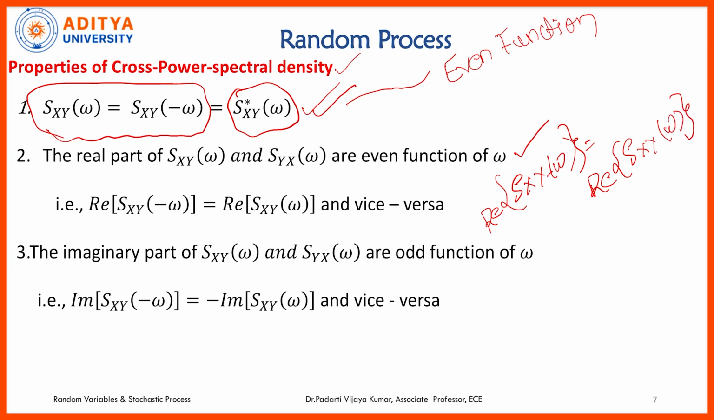This is true only for the real part of cross power spectral density, and the imaginary parts of Sxy of omega and Syx of omega are odd functions of omega, and this is true only for the imaginary part. So, generally imaginary part means sine term, sine is an odd function, real part means cos term in e power j omega. So, cos is an even function of omega. We can remember it very easily. So, real part is an even function of omega, imaginary part is an odd function of omega.